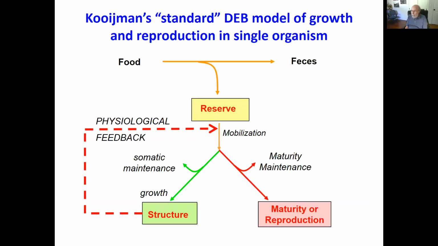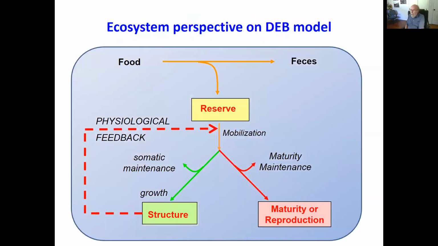And then it's utilized for multiple purposes. It's utilized to make new structure. It's utilized to support development or increase of maturity. It's used to meet maintenance costs. And of particular importance within the model, there is a physiological feedback mechanism that regulates the proportion of the animal, or the organism, but it's commonly an animal, at any one point in time, so that to some extent the balance of the amount of material in the different compartments remains constant.